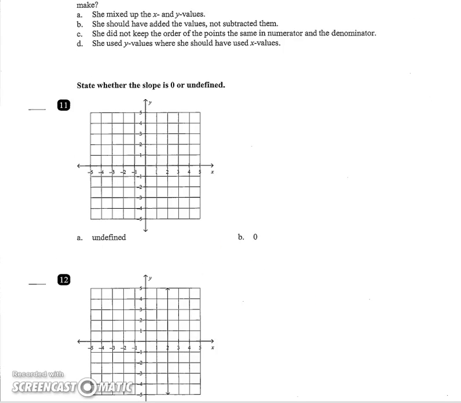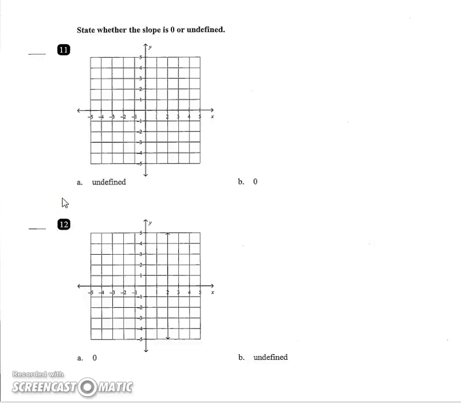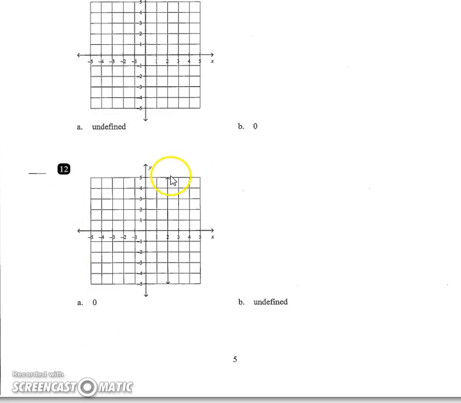Number 11, state whether the slope is 0 or undefined. It's a little difficult to see in the video, but this is actually a horizontal line. It's easier to see on your paper. So this is asking what is the slope of a horizontal line, and number 12 is asking what is the slope of a vertical line at x equals 2 here.